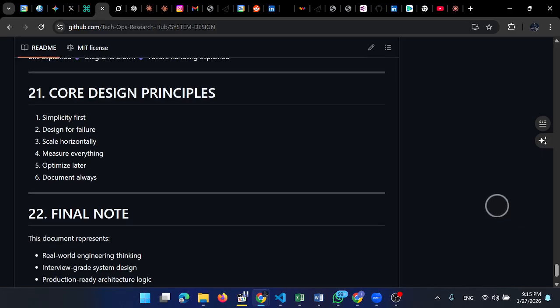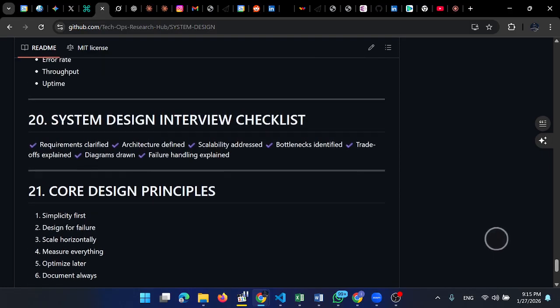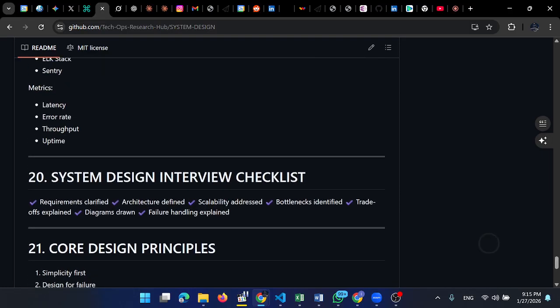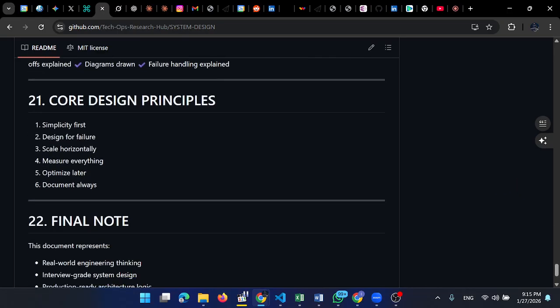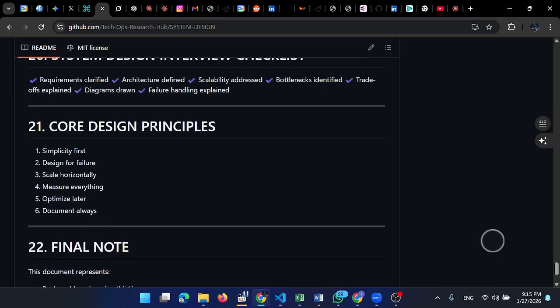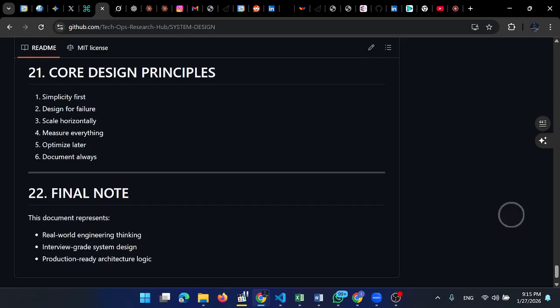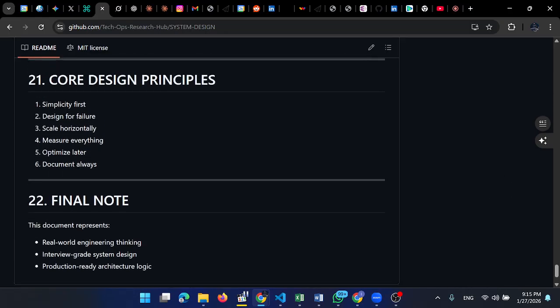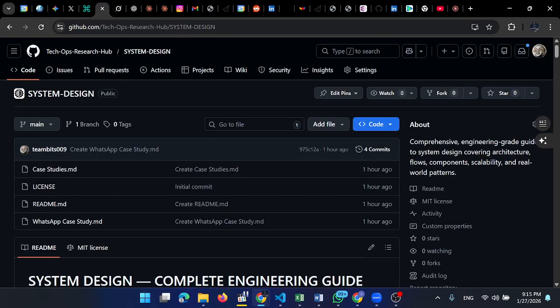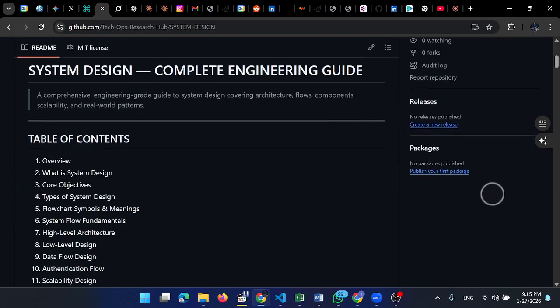So that is the last bit when it comes to this, because it helps you to understand the real world engineering thinking from this design approach that we have already looked at. And also, it helps you to understand what an interview-grade system design approach looks like. And again, it helps you to understand production-ready architectural logic, because up to this juncture, as you can see, we've been able to look at quite a number of things here.